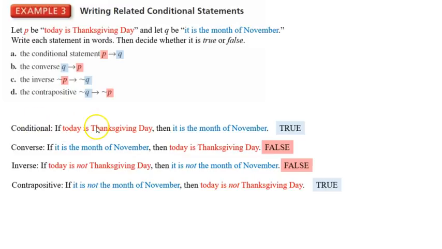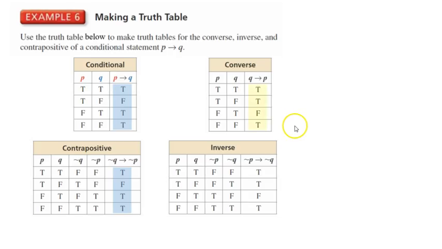So if today's Thanksgiving Day, then it's the month of November. That's true. If it is not the month of November, then today is not Thanksgiving Day. That's true. They got the same truth value. They have the same truth table, in fact, and so do the converse and inverse, as you can see right here. True, true, false, true. True, true, false, true.